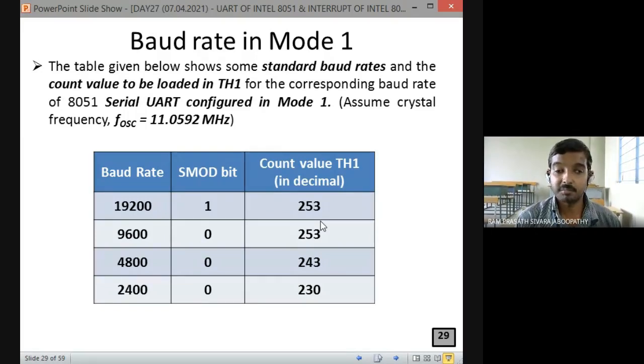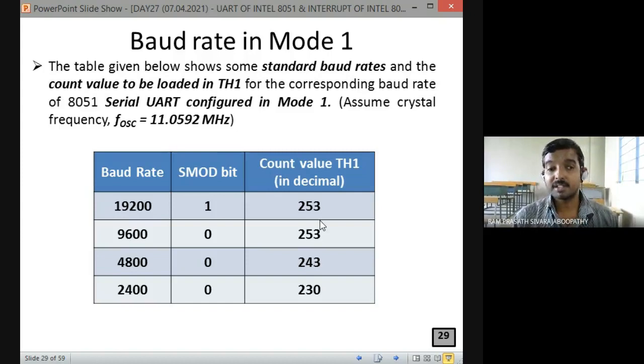These are some standard baud rates and the count values you have to load. Fine. Now you understand why we say variable baud rate. The baud rate of the serial UART can be varied based upon the timer 1 overflow. The count value you put in timer 1 makes the serial UART baud rate vary. Fine. Do you remember the steps? FOSC divided by 12, that is the first step.